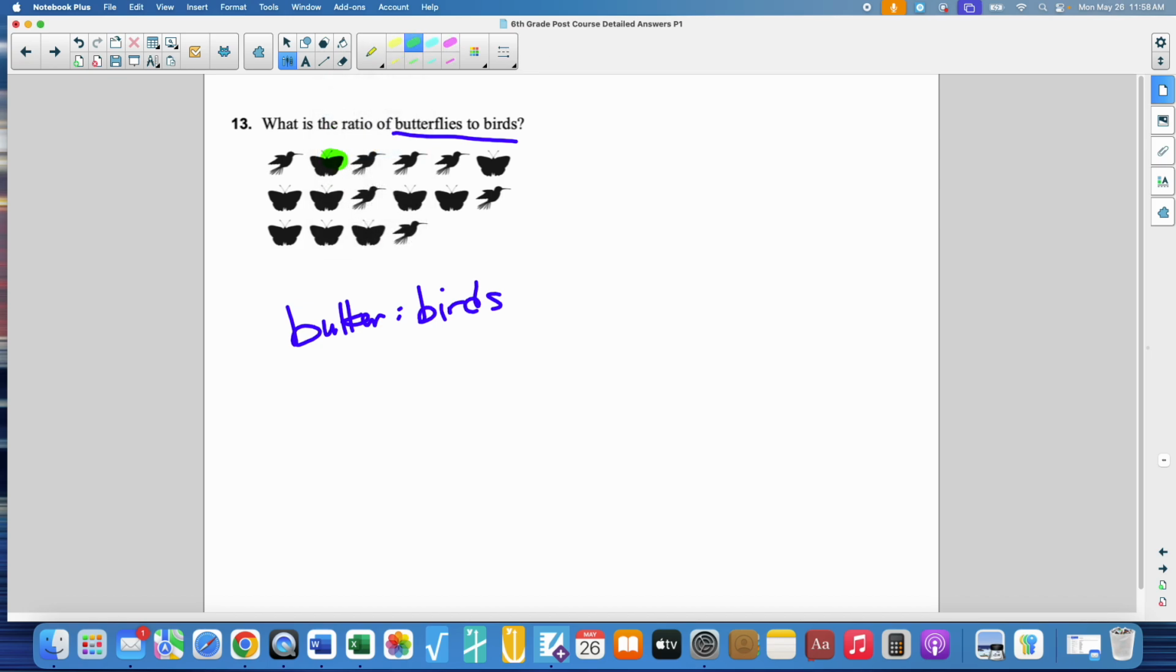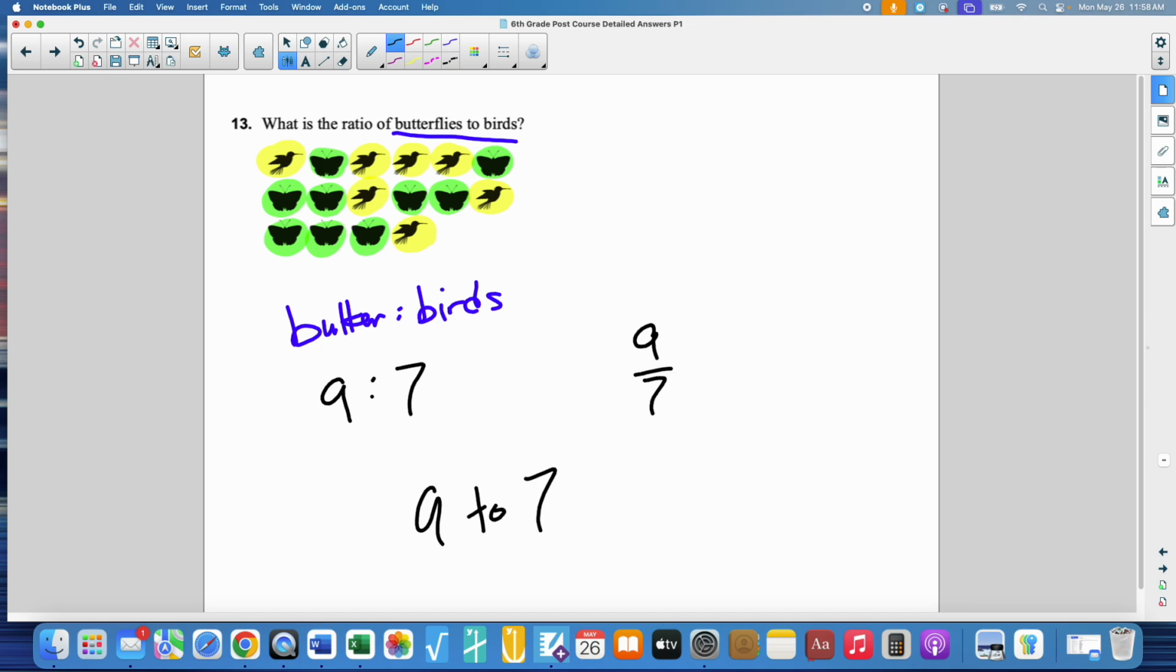We have butterflies: 1, 2, 3, 4, 5, 6, 7, 8, 9. So we have 9 butterflies. To how many birds? Birds are going to be 1, 2, 3, 4, 5, 6, 7. So to 7 birds. So we can write it as 9 to 7. You can write it 9 over 7, or you can write 9 to 7. Those are the 3 formats that you can write ratios as. All of them will be acceptable.